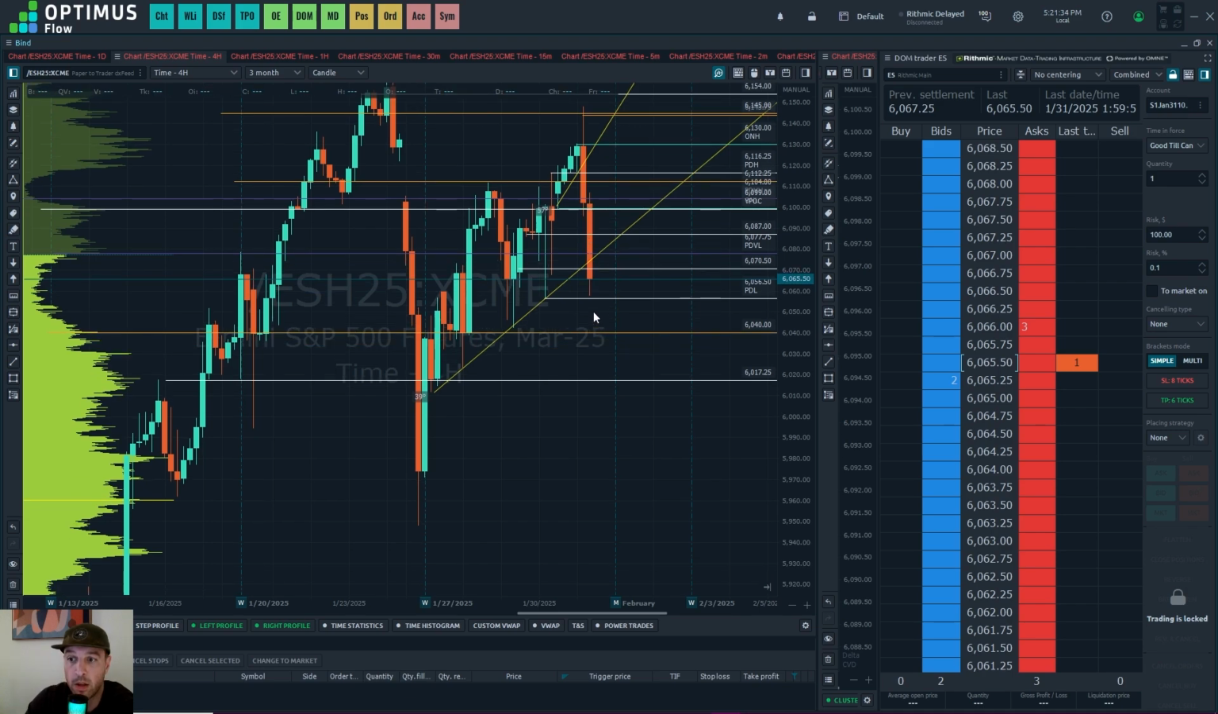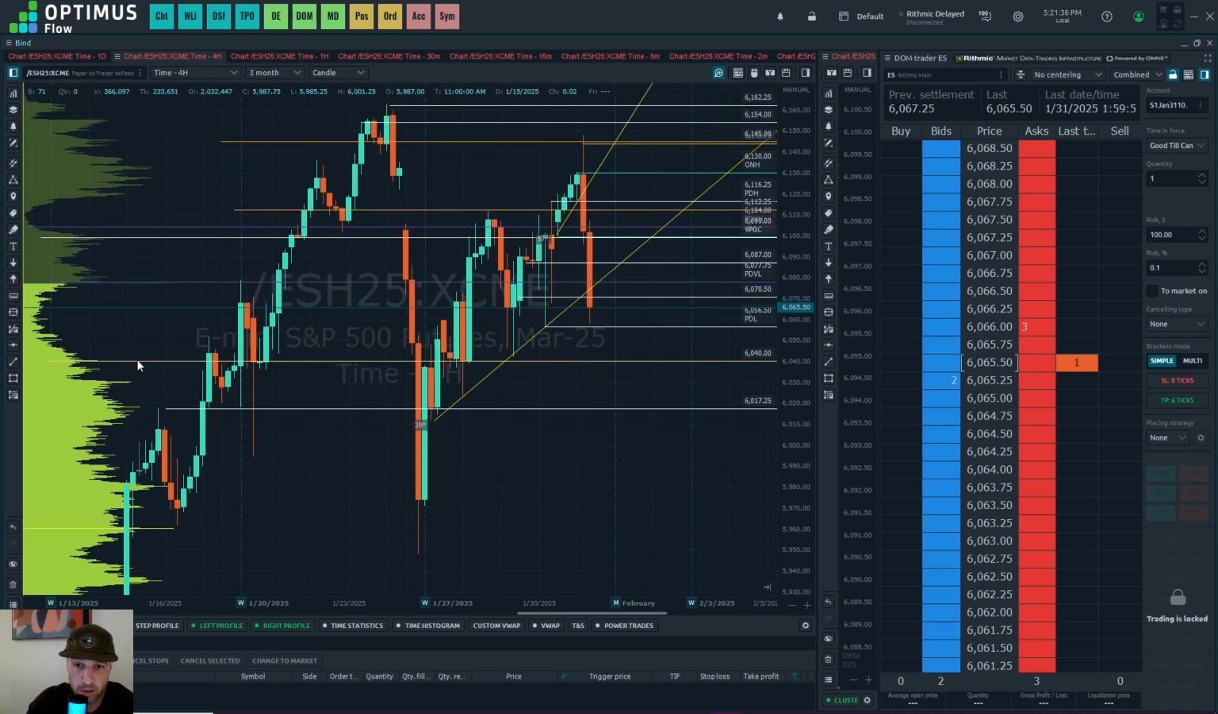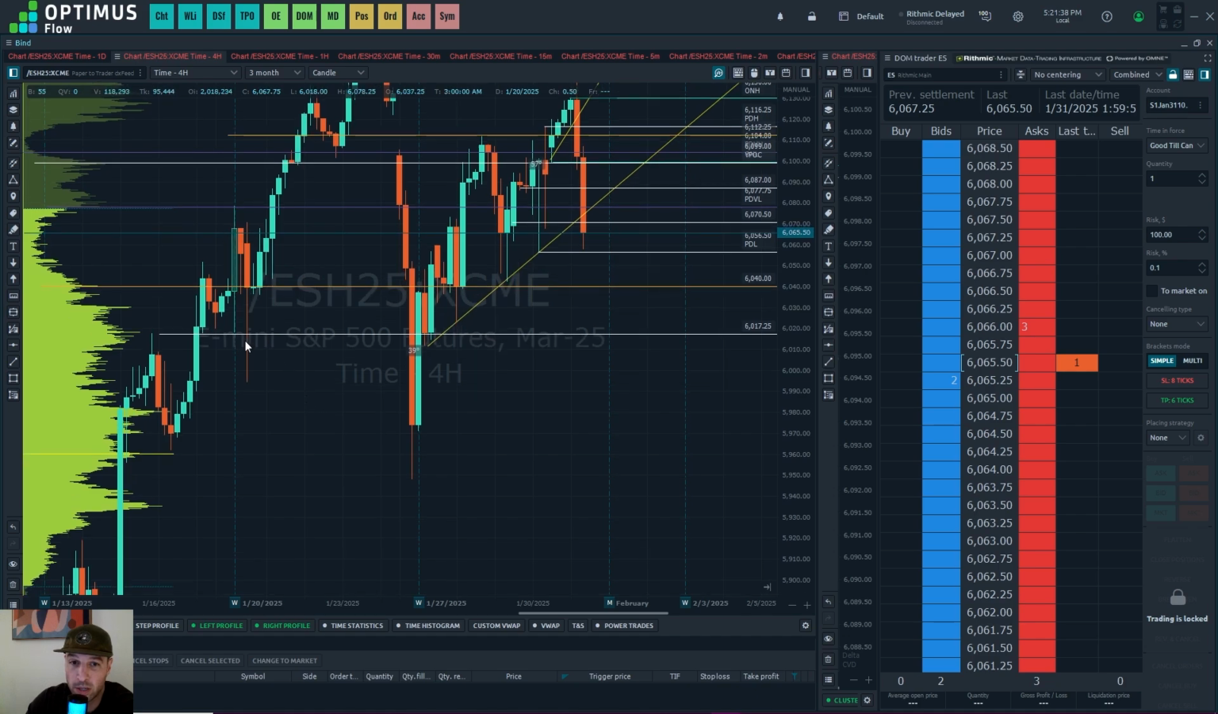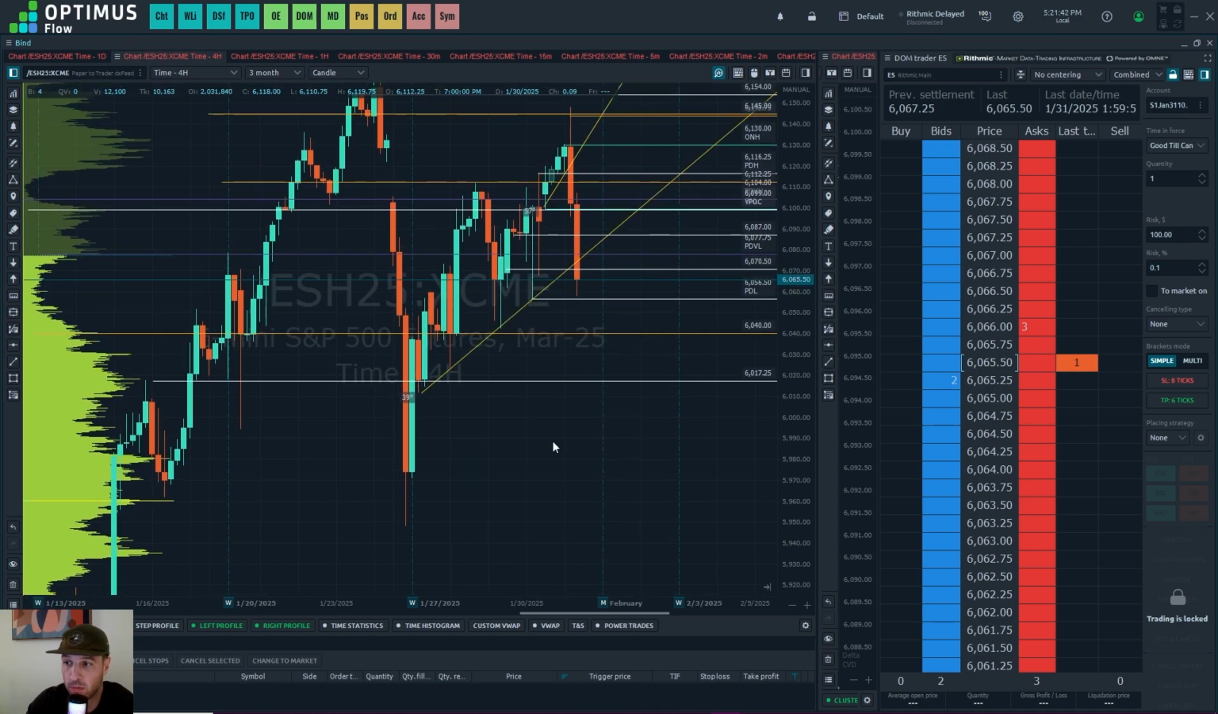So that's how we use volume profile to look at the high volume nodes, the low volume nodes, to really formulate trading ideas and theses about what we're going to do the next day, the next week, and so on.